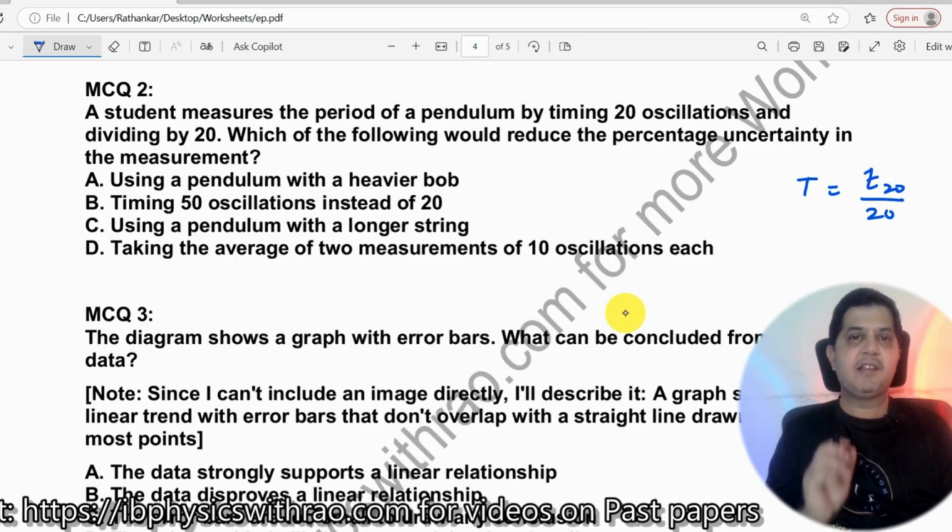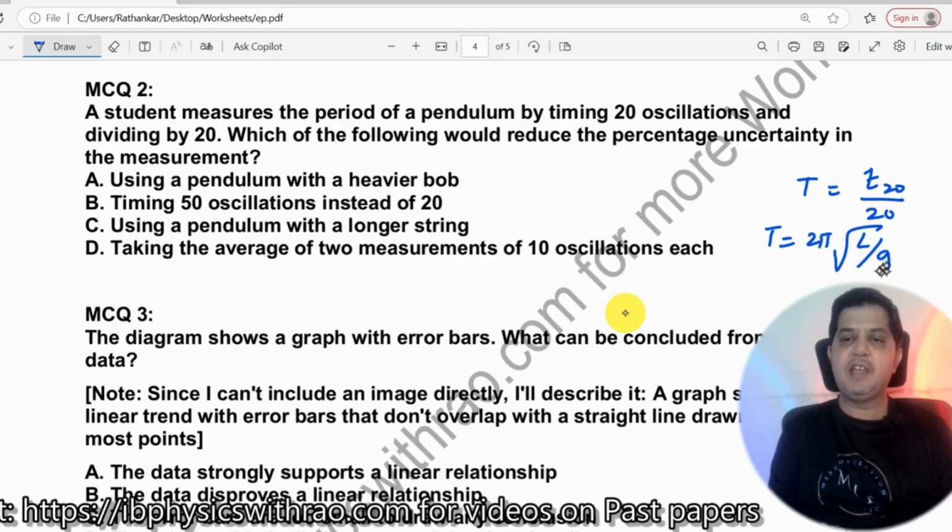See, time period does not depend upon the heavier bob. The time period only depends upon the length, which is given by the formula T equals 2 pi root of L by g. It could depend on the value of g, but you are using the same place, so I am not going to consider the effect of g. It's only the value of L, so it is directly proportional to root L. Therefore, using a heavier bob will not change anything. So this is incorrect.